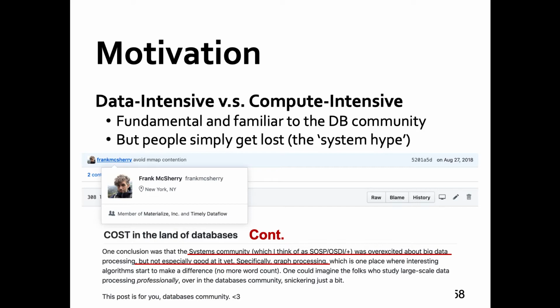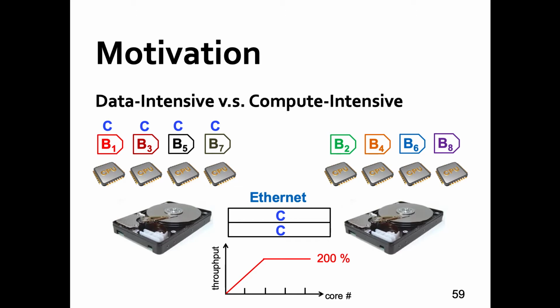Frank McSherry thinks that people are overexcited about big data systems, and people are developing systems with poor performance. In fact, data-intensive frameworks have communication as a bottleneck, and CPU cores are often underutilized. For example, if each data block generates an amount C of communication, and your network bandwidth is only 2C, then even if you have many CPU cores, you can at most fully utilize 2 CPU cores, which is a waste of resources for compute-intensive problems.